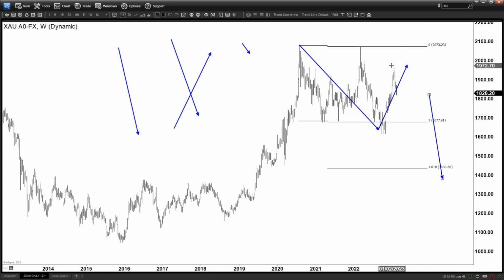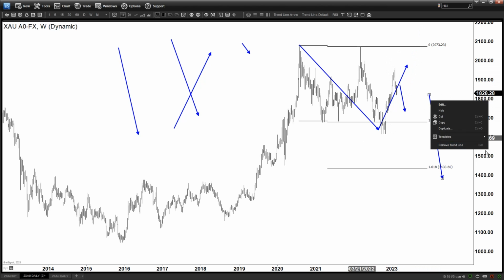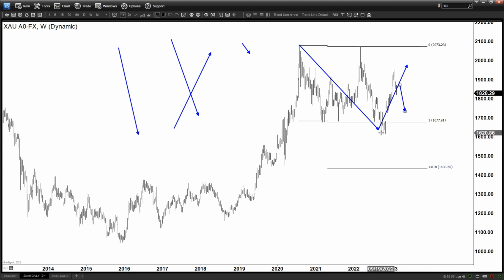Either we do a big ABC to retest this 1000, to retest 2000 again, or this is your wave 1, this is your wave 2, and then we just break higher to new high, right? So one way or the other, but most likely because of the impulsive move here, we could hold above this October low during this pullback.